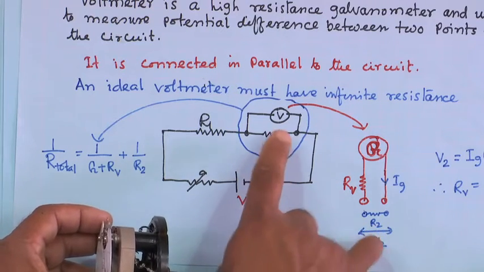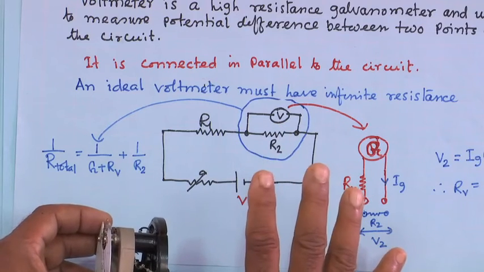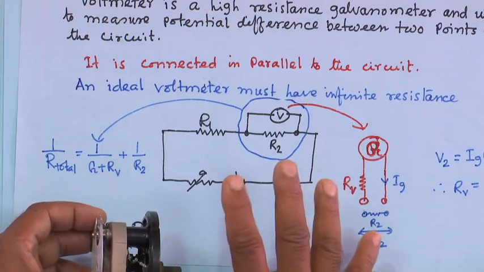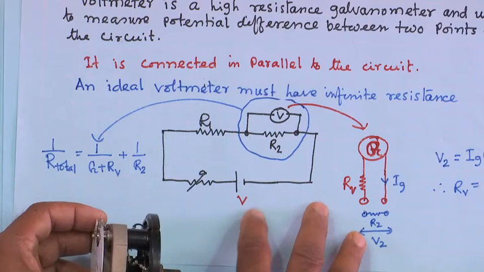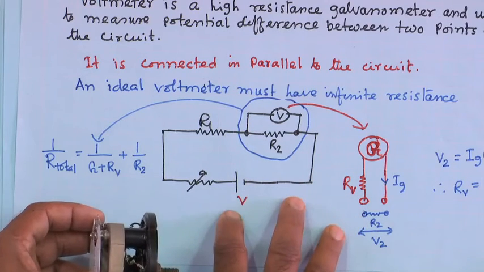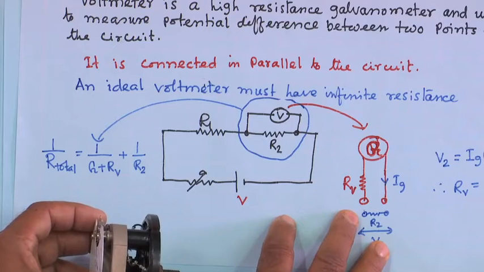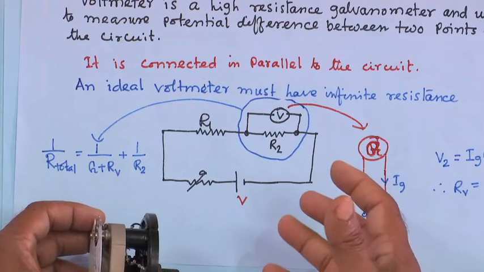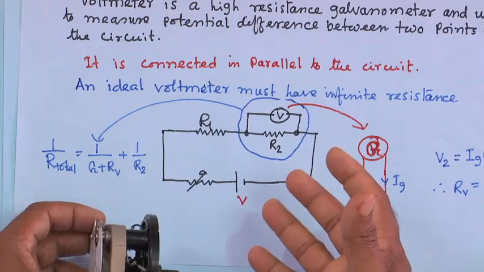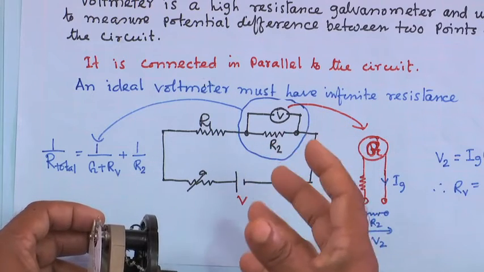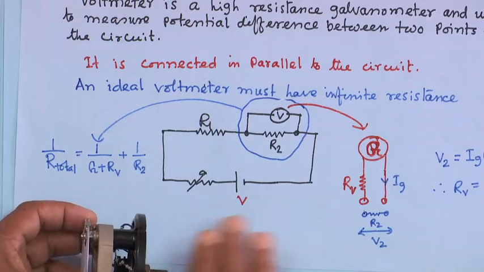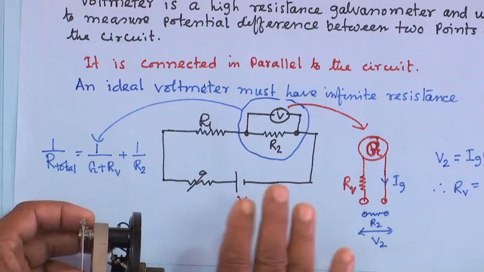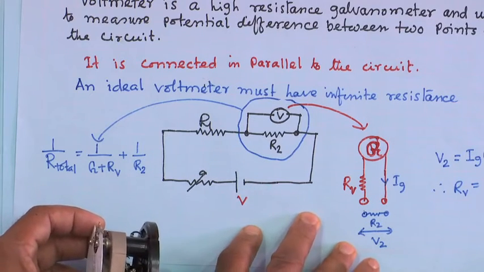So, the mechanism is such that we use this galvanometer and add resistance to it in such a way that it becomes an ammeter or a voltmeter. Then we use this ammeter or voltmeter in the circuit in such a way that it does not change the original current in the circuit which I want to measure.